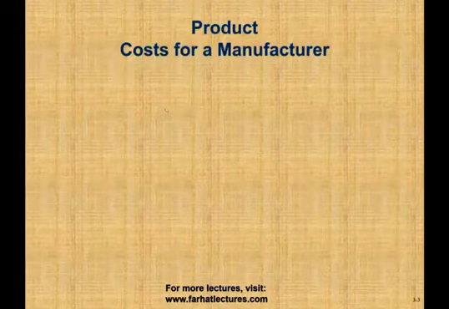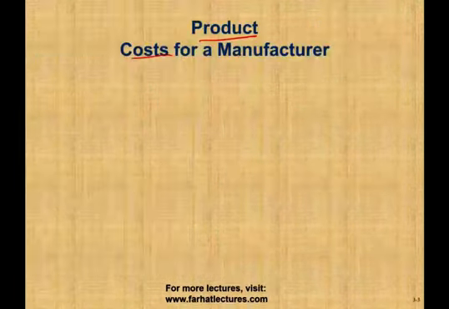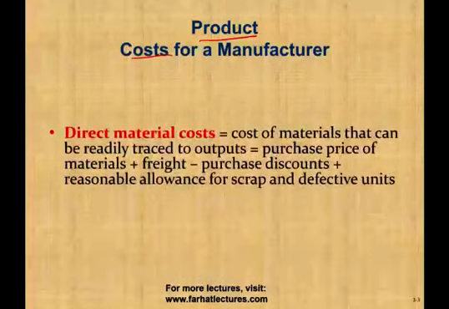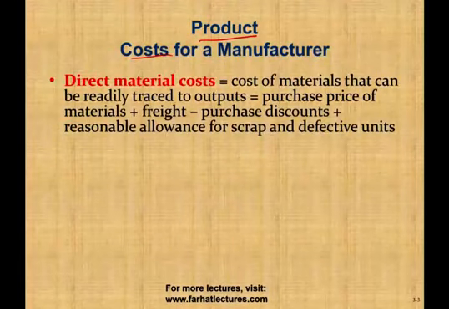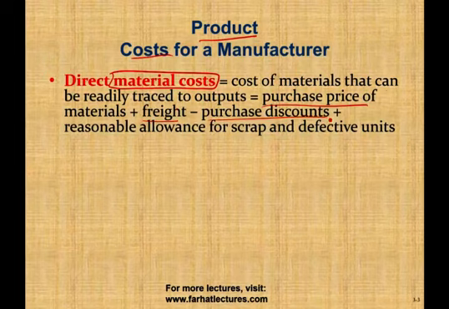So what are considered product cost then? Because we talked about product cost. So product cost goes on this side. This is where product cost is. So what's included under product cost? The first thing is direct material cost. When we want to manufacture something, we need material. So product cost of material that can be readily traced to output, equal to the purchase price of the material plus freight minus any discount plus reasonable allowance for scrap and defective units.